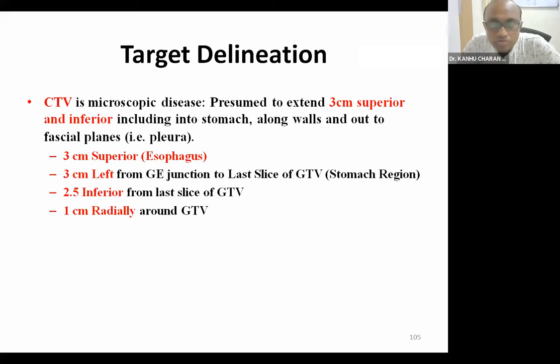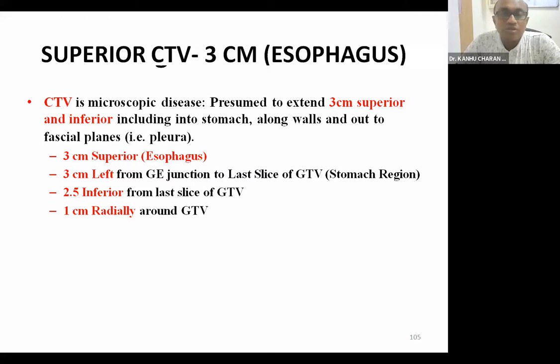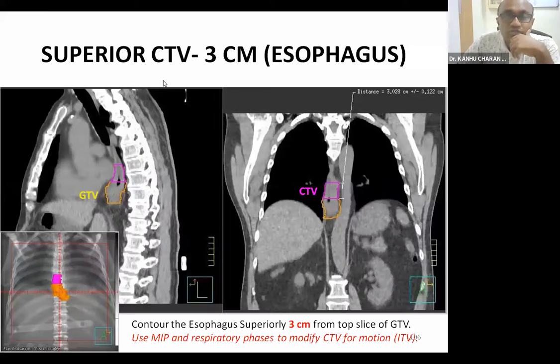So what do you have to do? There are 3 CTVs. One is the CTV esophagus, another is the CTV stomach. So this is what we have to change. This is called the superior CTV. You draw the GTV, then give 3 centimeter above along the esophagus. That is called the superior CTV, or esophageal CTV.